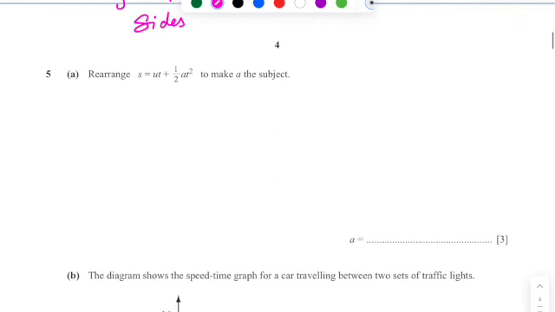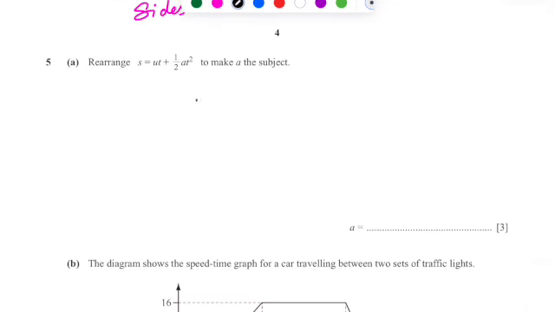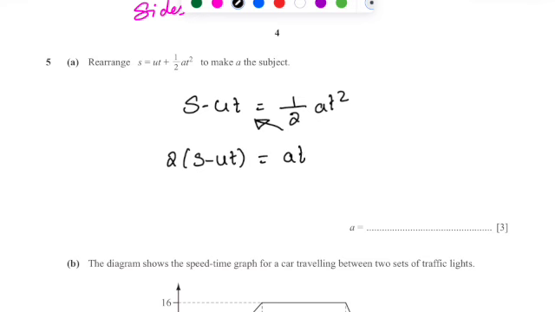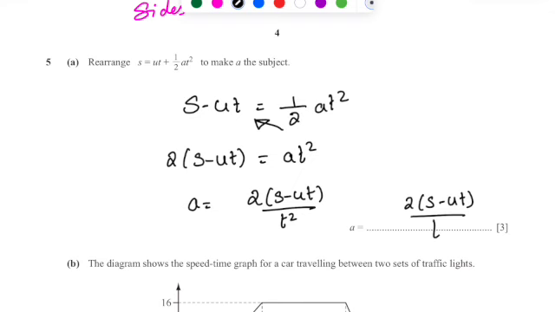Question number 5. Rearrange s equals ut plus half at squared to make a the subject. So s minus ut equals half at squared. Then take that 2 to the other side. So it becomes 2 times s minus ut equals at squared. Then a equals 2 times s minus ut divided by t squared.